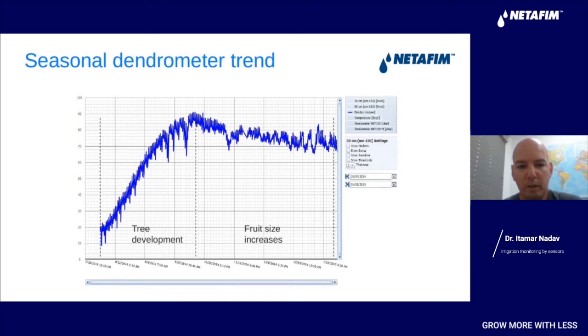So if we look at that graph, this is the seasonal trend of a dendrometer, and you can see that in the early stages, you can see the tree development, and you can see that the trunk is increasing. But after that, you can see that the trunk is not responding anymore, and the tree is investing most of its energy in fruit size increase.